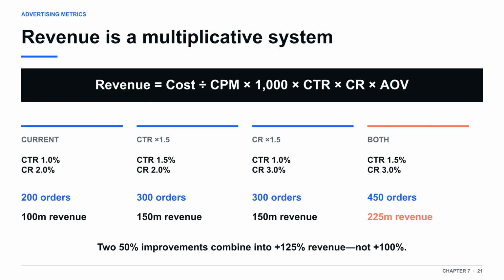Revenue is a multiplicative system. Small incremental improvements in your click-through rate and conversion rate compound significantly. Improving both by 50% doesn't just add up. It can lead to a 125% increase in total revenue.